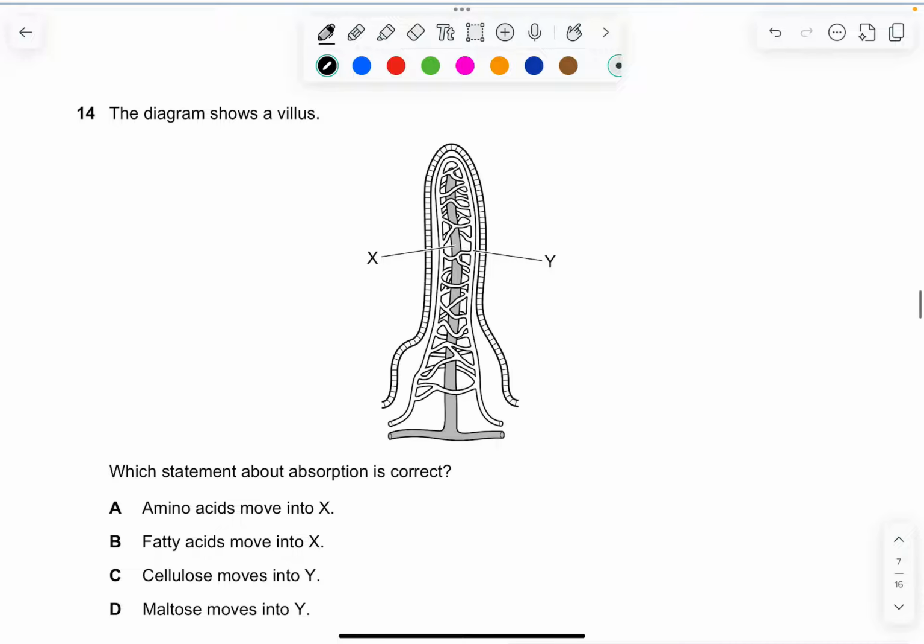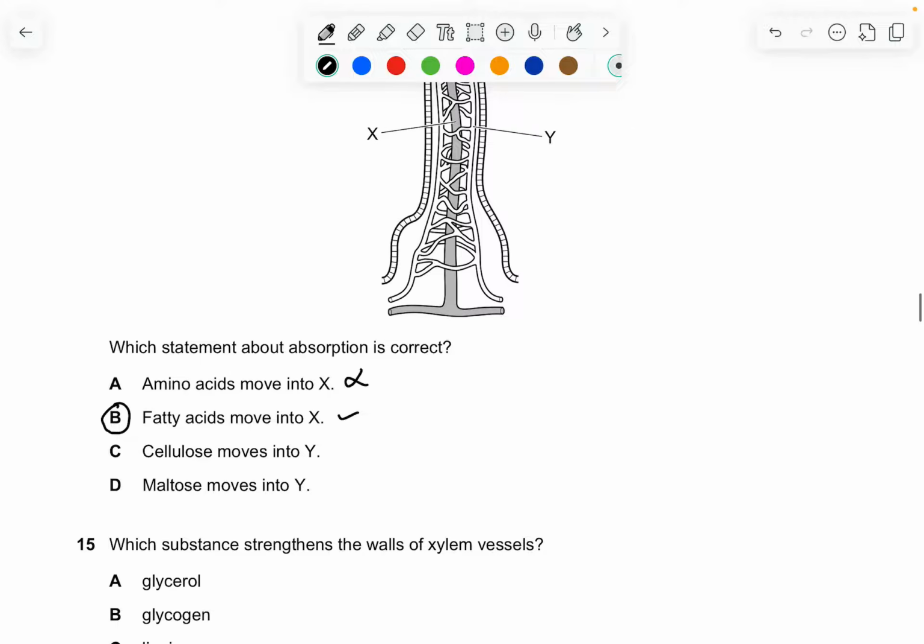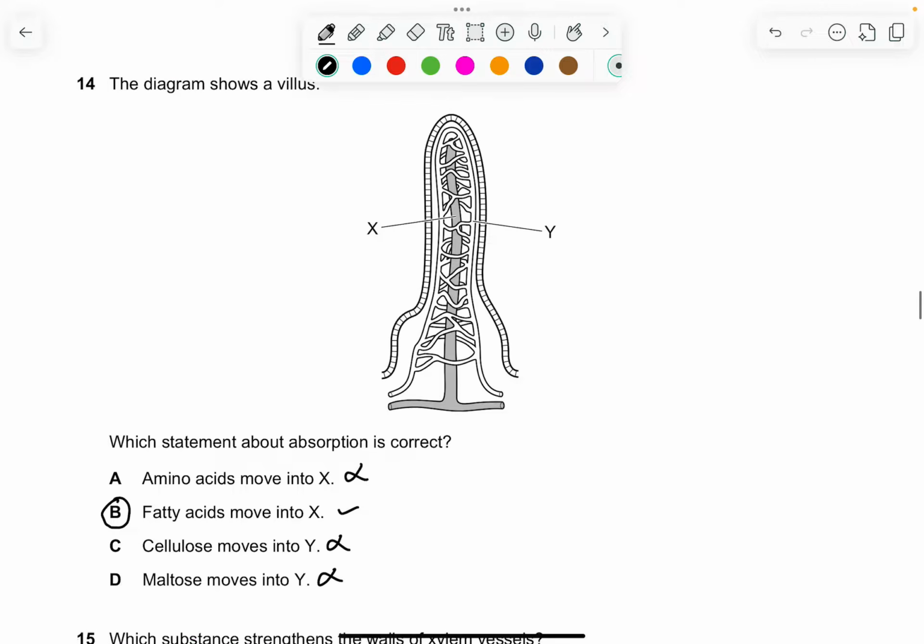Question 14. The diagram shows a villus. Which statement about absorption is correct? What they're pointing you to, if you want to see which is the correct one: amino acids move into X, but X is not moving amino acids. Fatty acids move into X, this is correct. Cellulose moves into Y, this is also wrong. Maltose moves into Y, this is also wrong. So what is actually X? X is a lacteal.